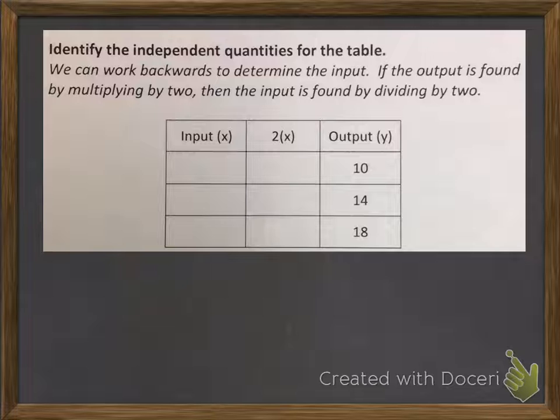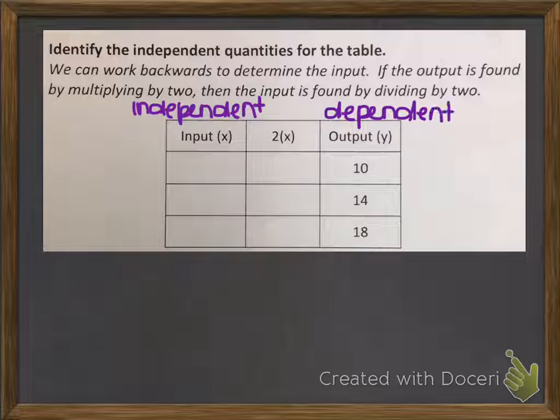In this problem, we need to identify the independent quantities for the table. In order to do this, we can work backwards to determine the input. If the output is found by multiplying by 2, then the input is found by dividing by 2. Now remember, the input is the independent quantity, and the output is the dependent quantity. We're given dependent, we need to find independent.